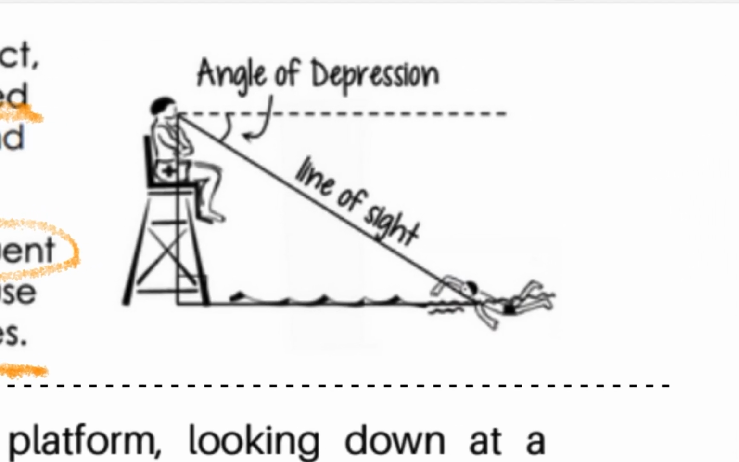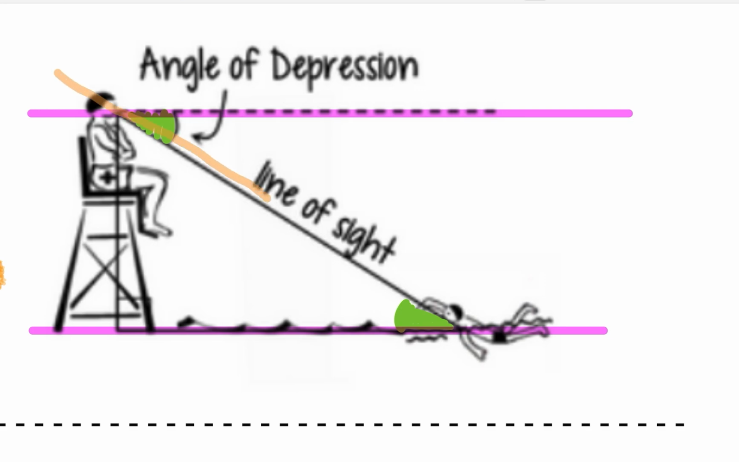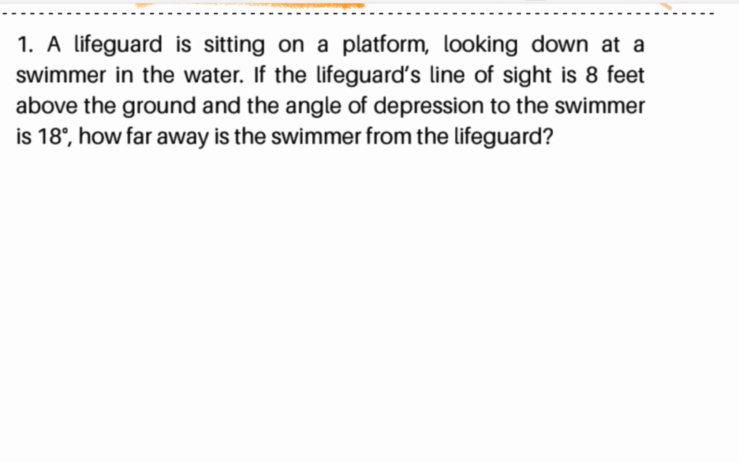So with this illustration, we can draw what this information is telling us. This angle of depression is exactly the same as this angle right here because they form alternate interior angles. So this will act as parallel lines. This line right here is parallel to this line, while this line is going to be a transversal line. We're going to use this information to solve this problem.